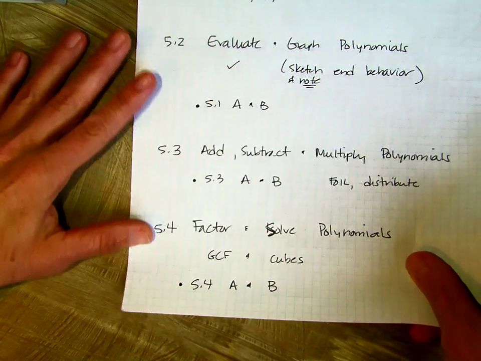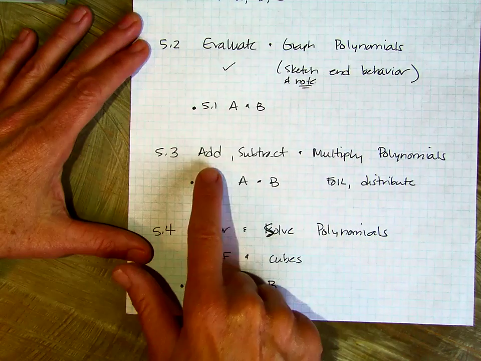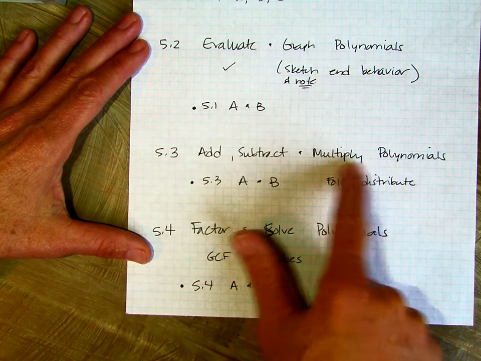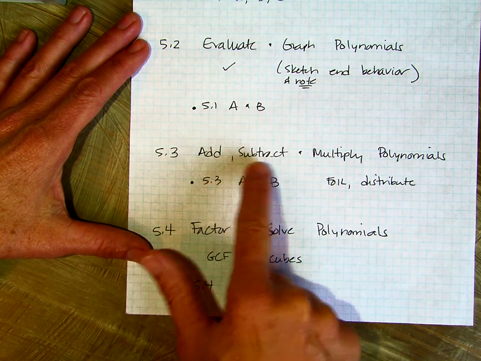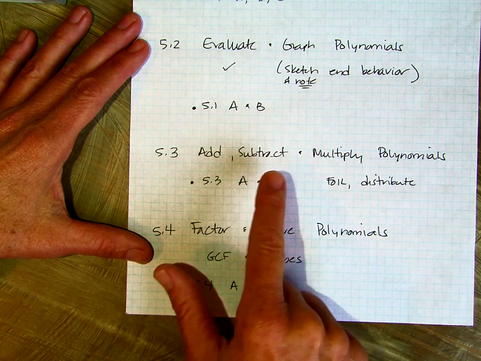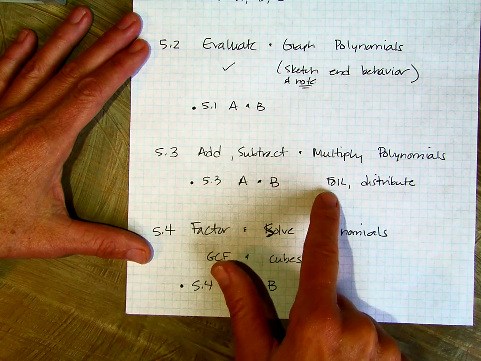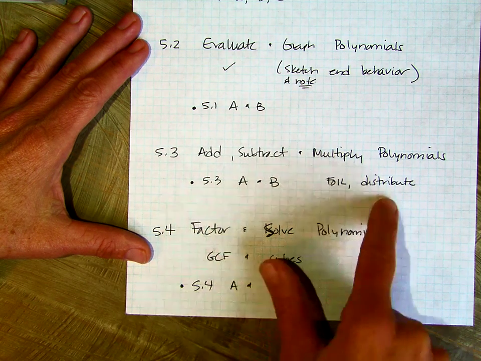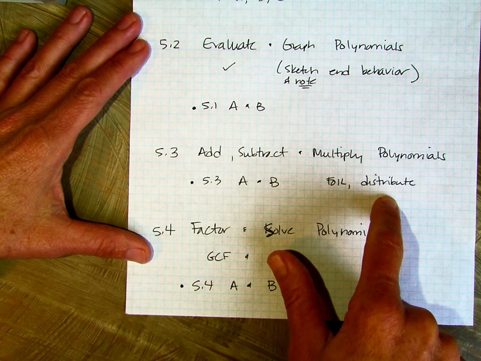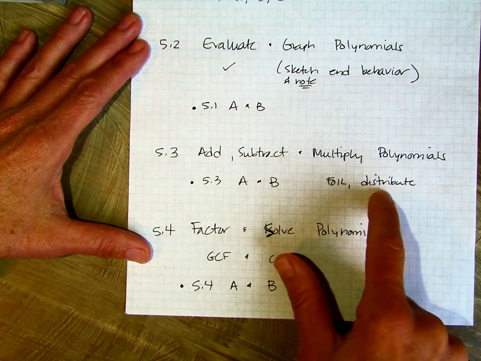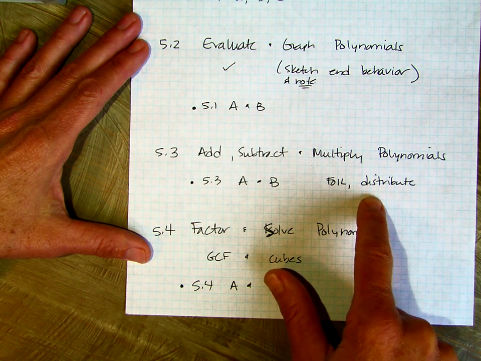And then 5.3, again, will be fairly familiar to you, just adding, subtracting, and multiplying polynomials. Adding and subtracting just has to do with like terms. Multiplying polynomials, a lot of you will remember FOIL, which is really just a particular order to do the distributive property. So it's a lot about doing the distributive property.